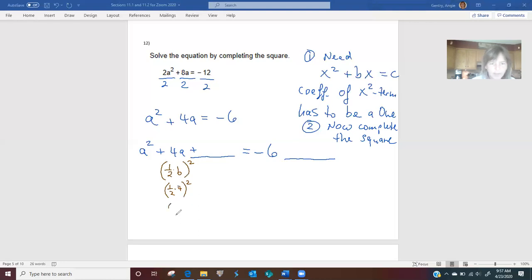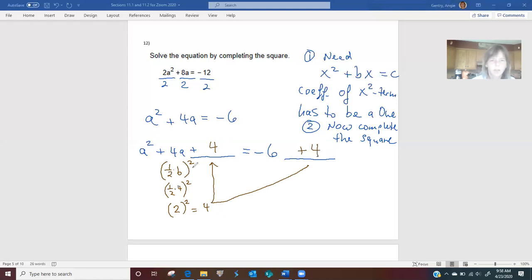So what is the inside? What is a half times 4, right? The inside is a 2. What would come out of this? 2 squared is a 4. So what you do is you put the outer one here. Whatever you do here, you have to do here.